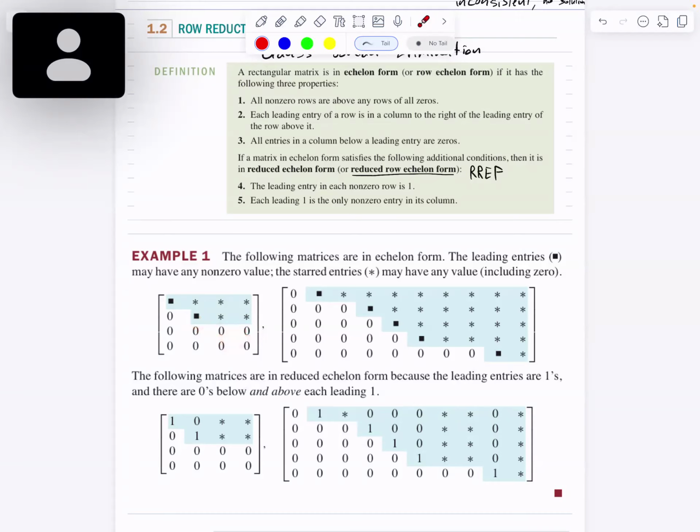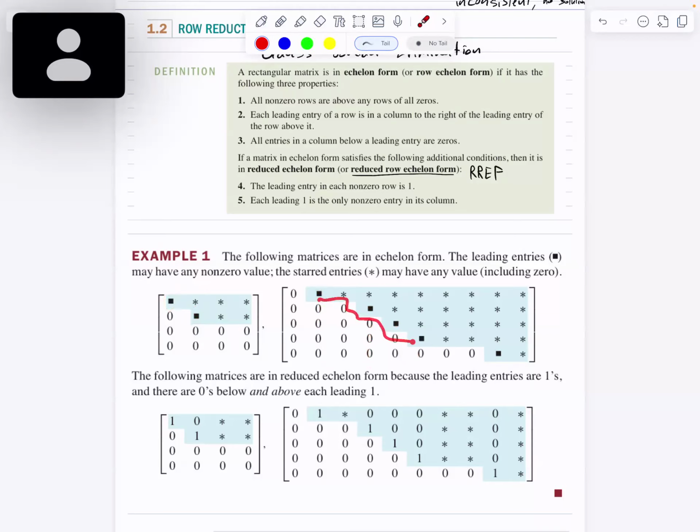So what do we notice? All the non-zero rows are above the rows of all zeros. The leading entry of each row is in a column to the right of the leading entry of the row above it. So this is the leading entry, and the next one has to be to the right of it, and if there's another one, it has to be further to the right. All entries in a column below a leading entry are zeros. Those squares are the leading entries, and there are always zeros below them. So this is echelon form.